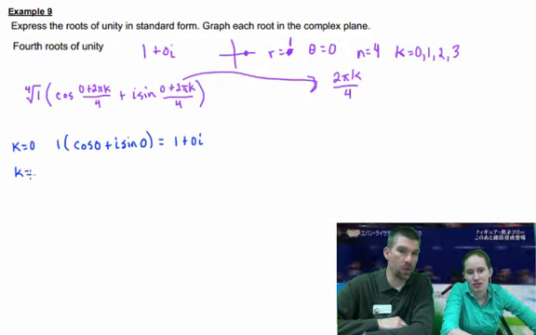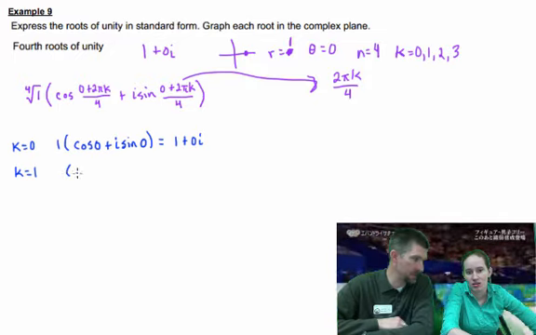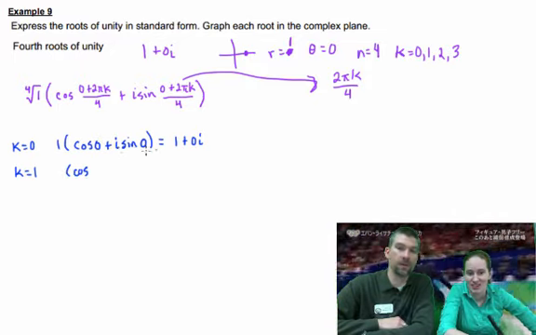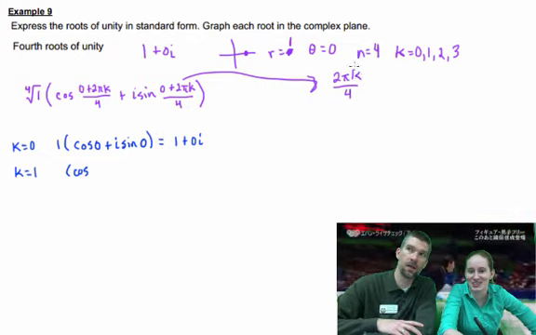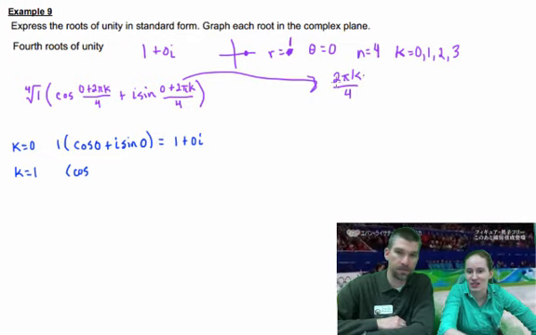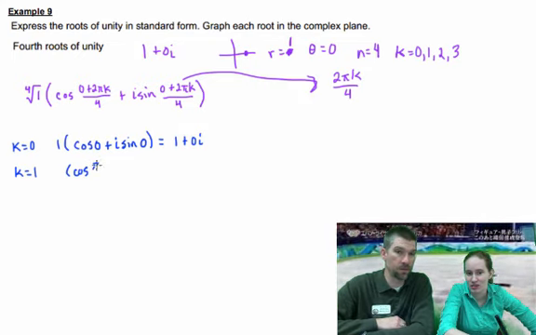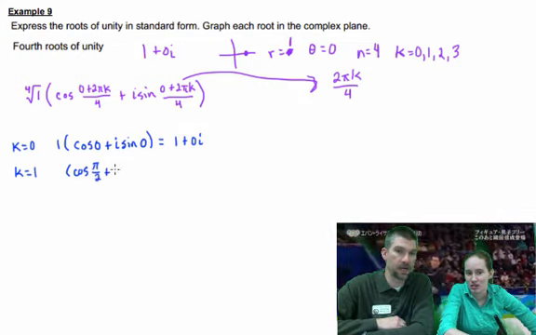Okay, k equals 1. Now this is where it gets really fun and exciting. Because now we're going to have 2 times 2 pi over 4 times 1. So that's 2 pi over 4, which is pi over 2. Plus i sine pi over 2.